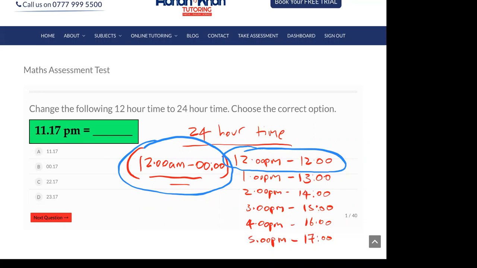So you've got to learn these times. If you don't know them, please make sure that you write them down at home and then you learn them from start to finish. Okay, so let's move on.